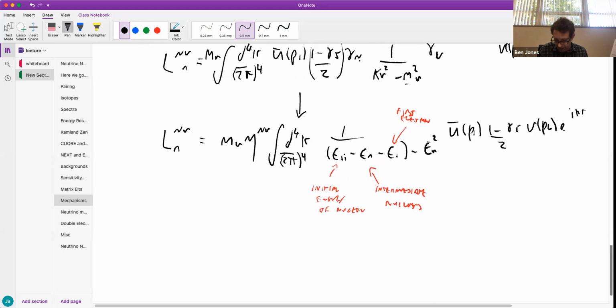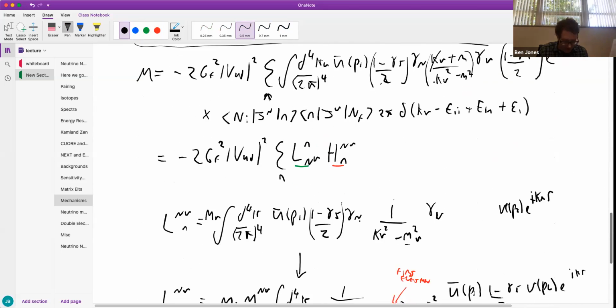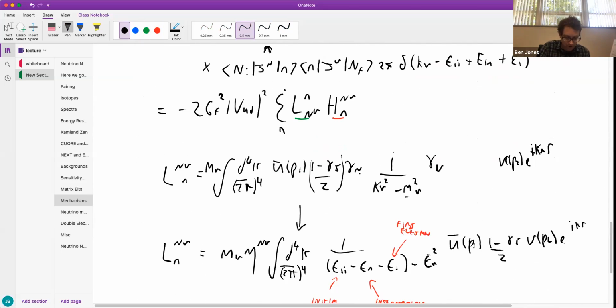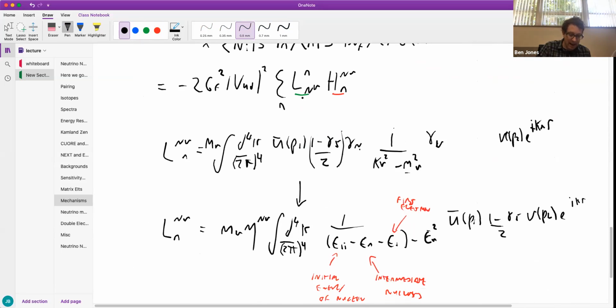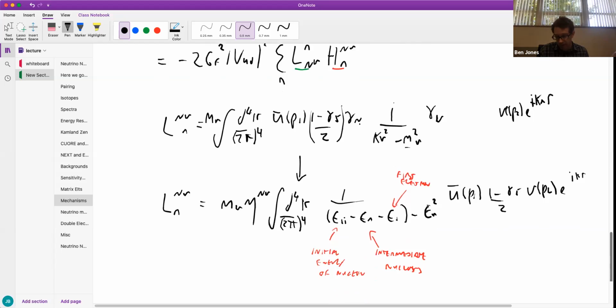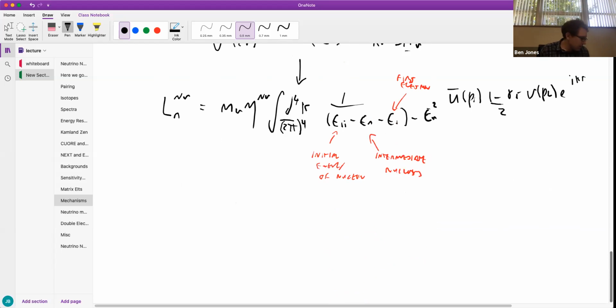This leptonic tensor. And what would be really much more convenient is if this would factorize all the way. So right now this is a sum over leptonic tensors for n and hadronic tensors for n. What would be much more convenient would be if the matrix element was just a product of a leptonic piece and a hadronic piece without that sum. And there's an approximation you can make that lets you express this in that form, and it's called the closure approximation.